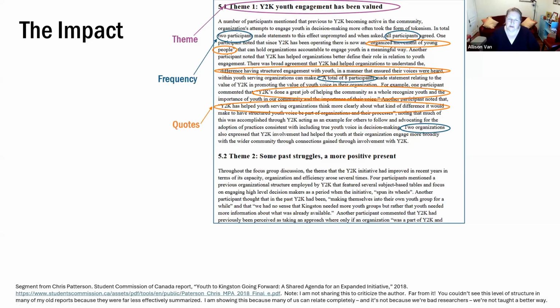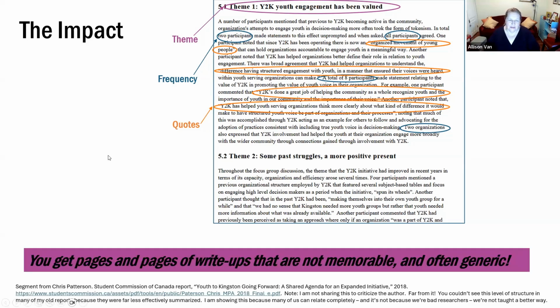But it is still, when you look at it across all of data, it's a lot of pages of theme, frequency data, quotes, theme, frequency data, quotes. And the results of this is that you get pages and pages of write-ups that are often not that memorable and somewhat generic. If you look at the nature of the themes, youth engagement has been valued, some past struggles, a more positive present. These are carefully developed by researchers.